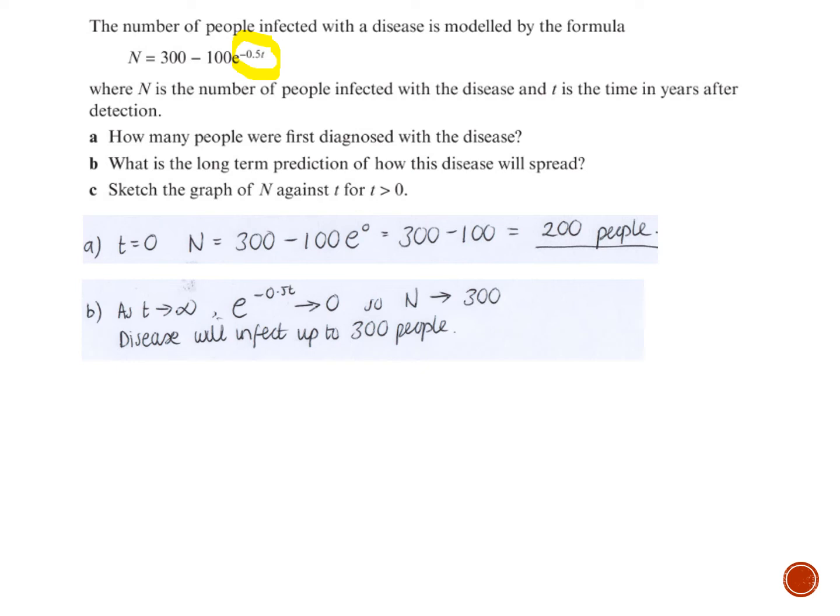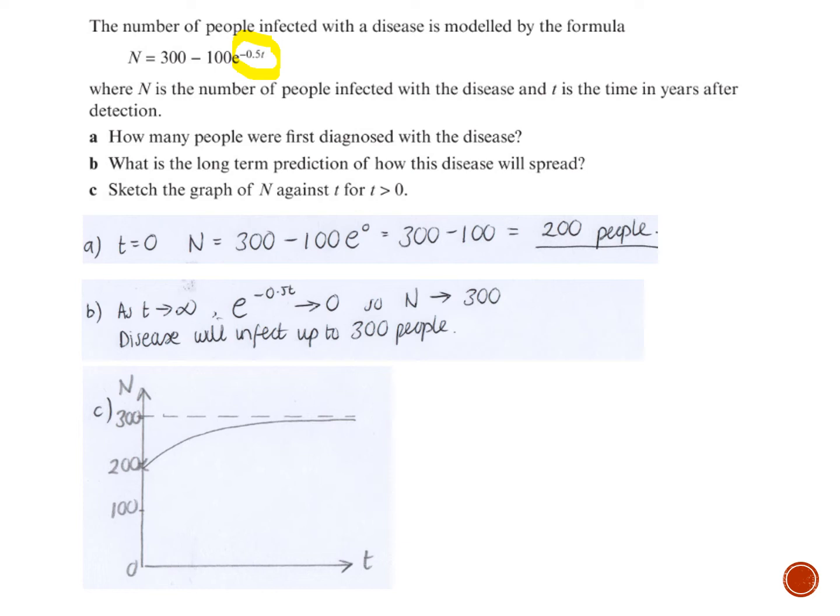You've got a couple of things that you can put on your graph there. Where t is 0, n is 200, so that can go on your y-axis. And then when you've got a value that is approaching something, if you remember mathematically what that means, there's going to be an asymptote on your graph. So your graph is going to look like this.